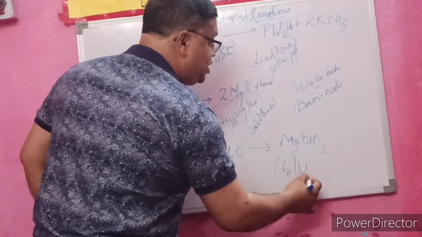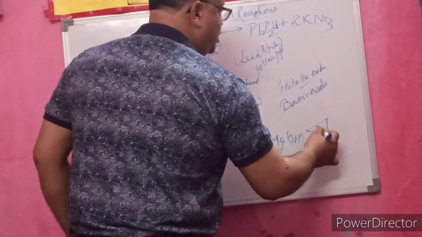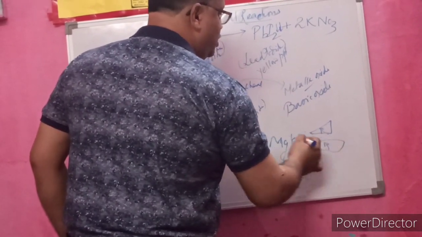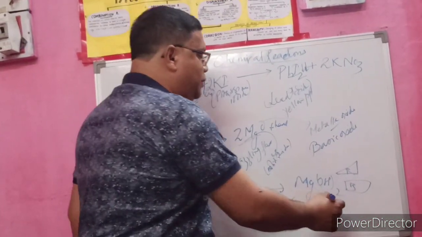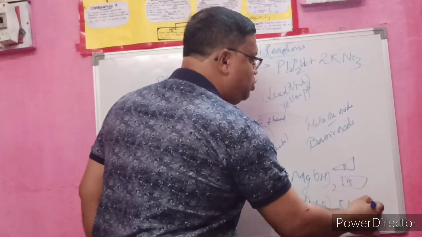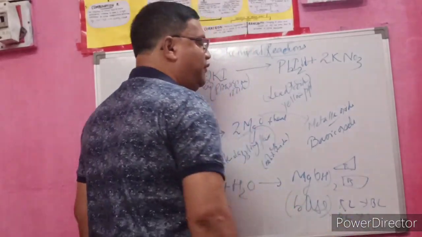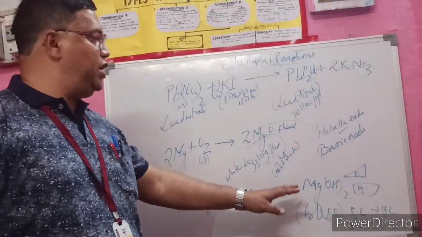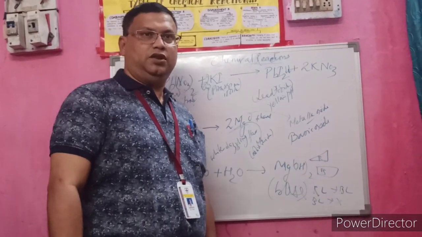Now how will you know it is a base? If you put a red litmus or blue litmus paper, red litmus paper will change to blue and blue litmus will remain unaffected. This shows that magnesium hydroxide is basic in nature. I think this much is clear to you.